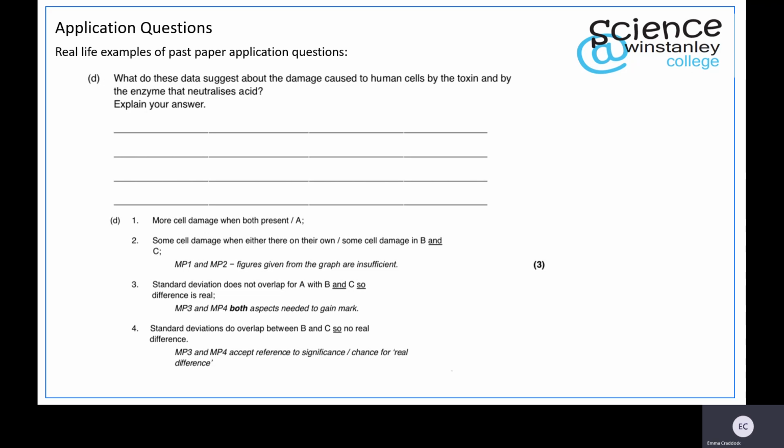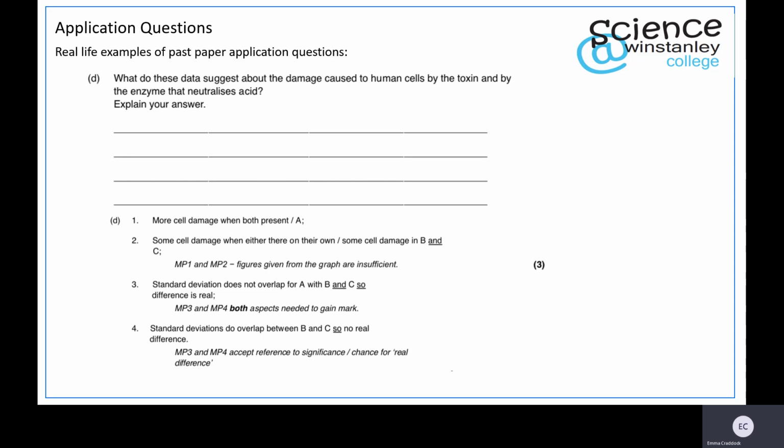In this graph, standard deviation does not overlap for A with B and C. So A doesn't overlap with B and A doesn't overlap with C. So therefore, the difference between A and B and A and C is real. So you must say and so in that answer, otherwise you will not get that point. Standard deviations, however, do overlap between B and C, so there's no real difference there.